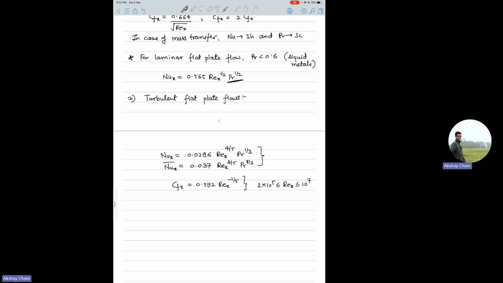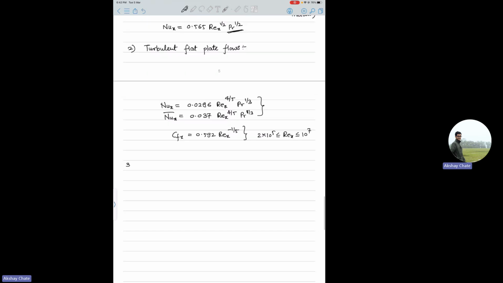So there are a lot of correlations like those, and in some problems there is a case where you'll have a long enough plate like this, and initially your flow will be laminar, then there will be a small transition flow, and then there is turbulent flow. So this is laminar and this is turbulent flow.